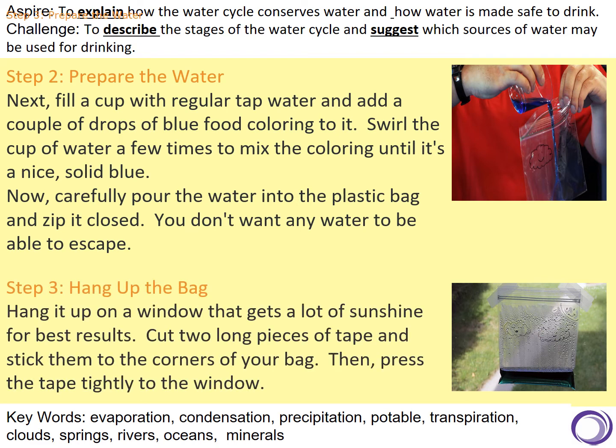And then step 3 is to hang up the bag. We hang it up on a window that gets lots of sunshine for your best results. Make sure you ask permission of an adult before you do this at home, of course. Cut 2 long pieces of sticky tape and stick them to the corner of your bag, and then press the tape very, very tightly to the window. You might need a few extra ones, but try and tape it at the top so you're not interfering with what you can see happening in your water cycle bag.